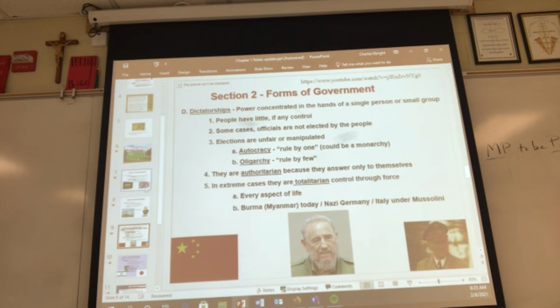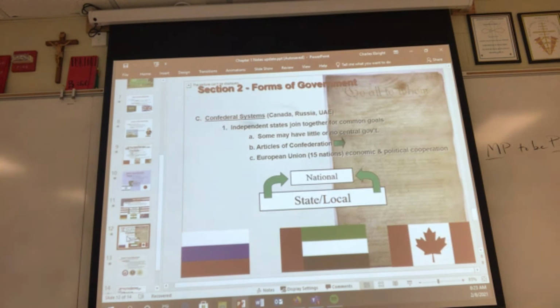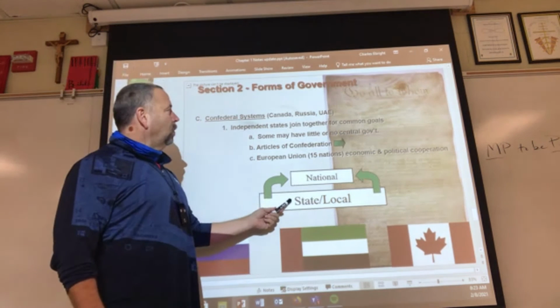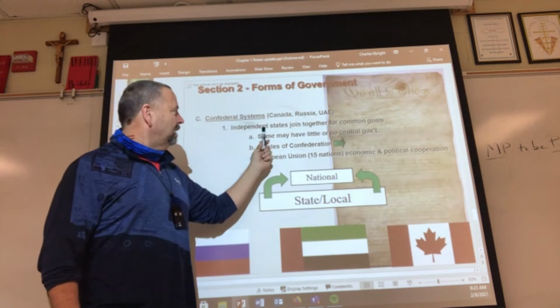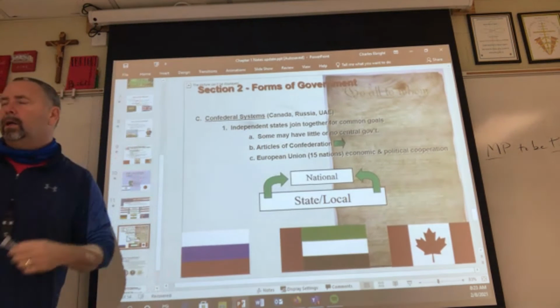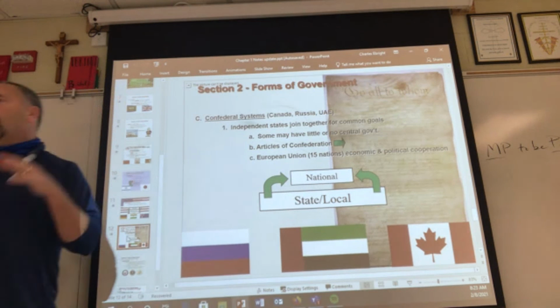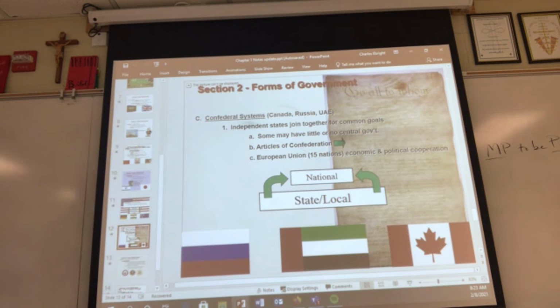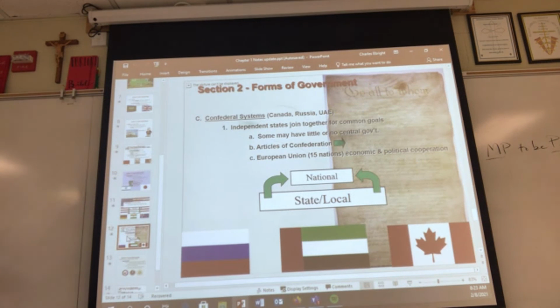A confederal system is just the opposite of the unitary system, where all power is held at the state and local level. Basically, independent states join together for common goals. The European Union is a good example of this, where European countries come together for economic cooperation. Or, during the American Revolution, we had the Articles of Confederation.